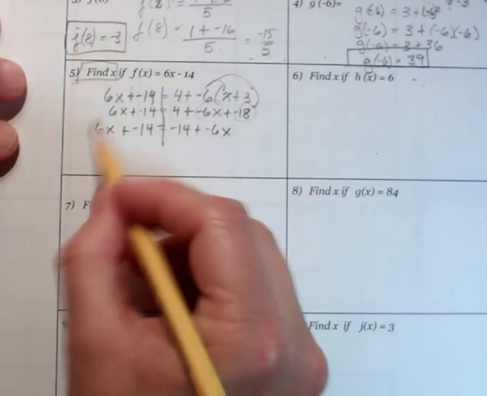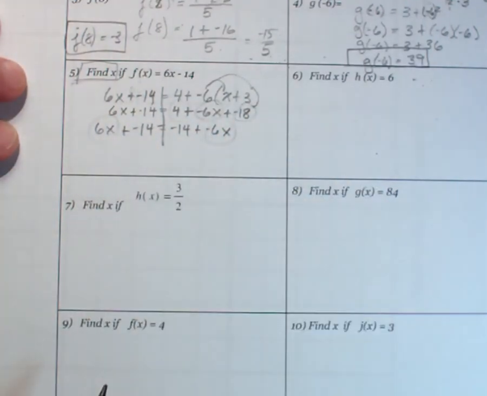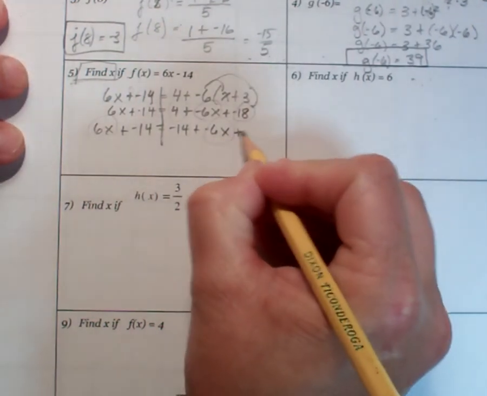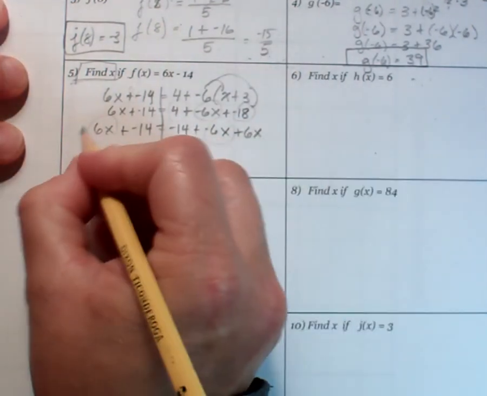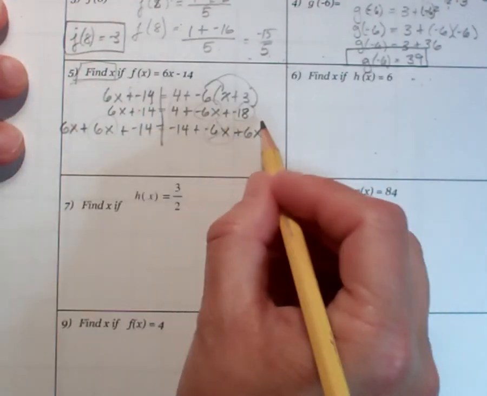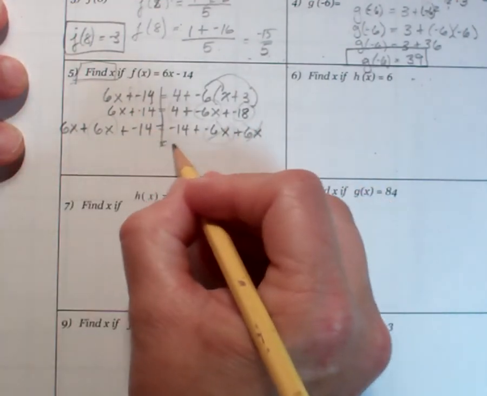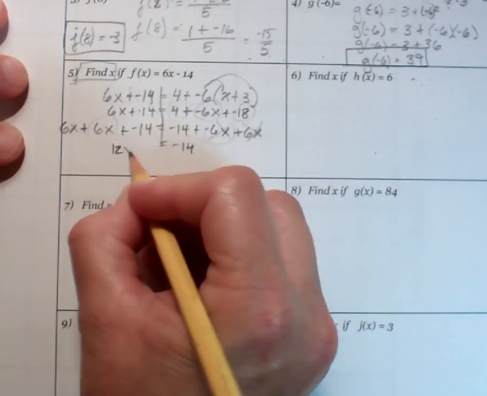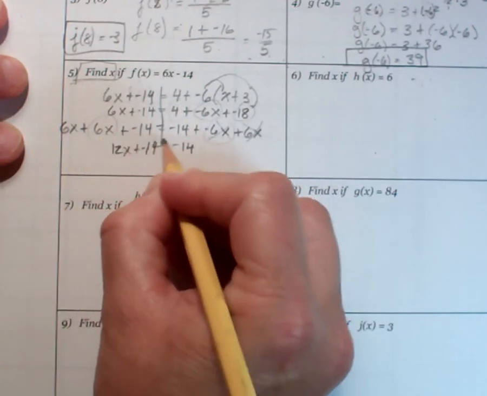All right, I've got terms with a variable on both sides of the equal sign, so that's the first thing I want to deal with. So to get rid of these negative 6x's, I'm going to add 6 positive x's to both sides. And negative 6x plus positive 6x, those eliminate each other, and they're 0. And on this side, 6x plus 6x is 12x, plus negative 14 equals negative 14.